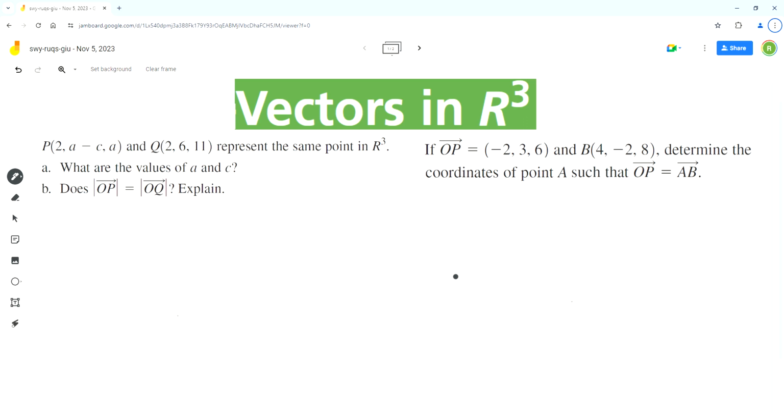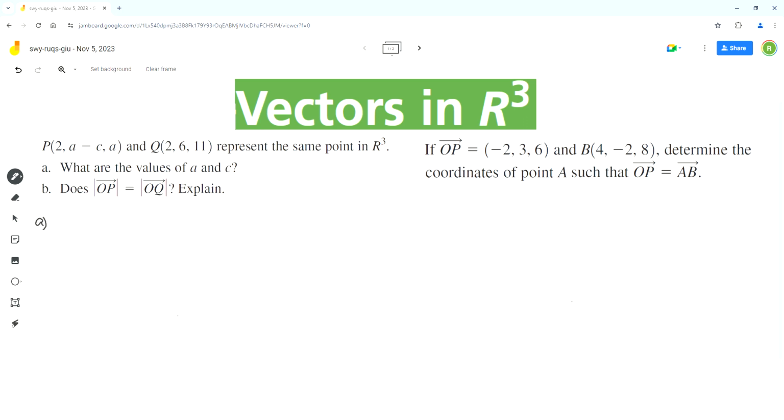So in this video, we'll solve these two problems based on the concepts of vectors in R cubed. As per the first problem, point P and Q represent the same point in R cubed. In part A, we have to find the values of a and c. So let's start with part A.